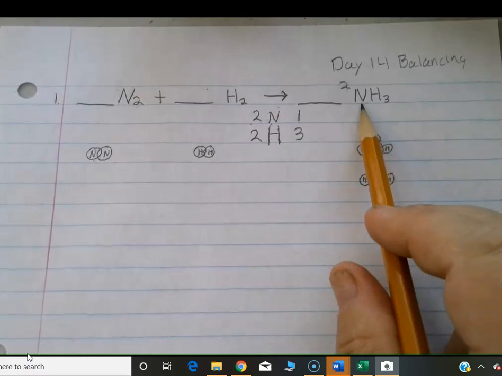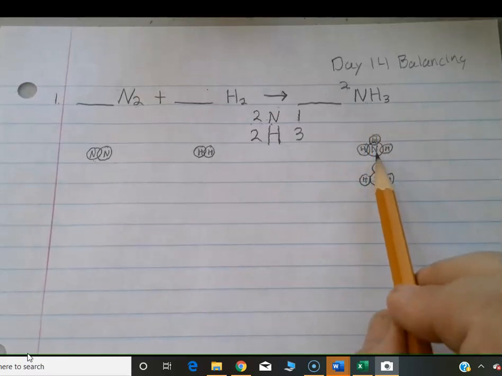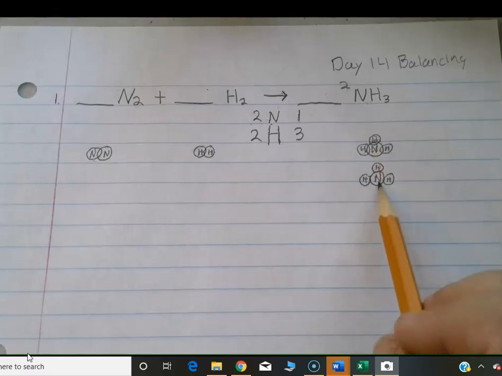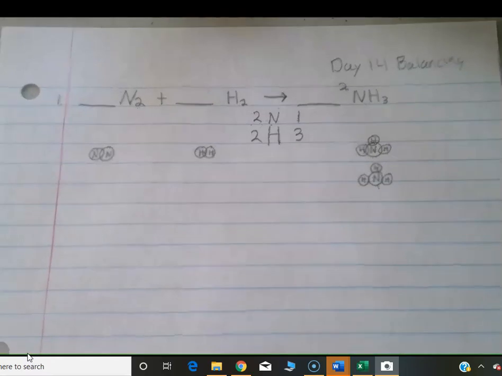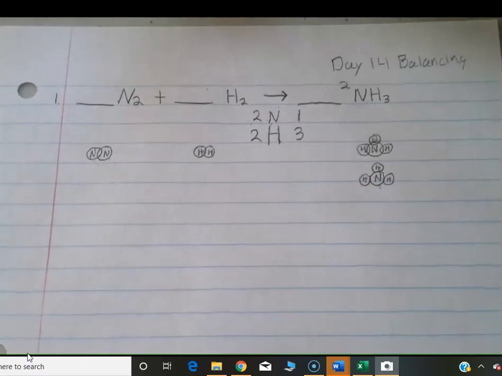So now I have 2 ammonia molecules, but what it does have is what I was shooting for, which is 2 nitrogens. So I have 2 nitrogens there, and over on this side I have 2 nitrogens. So nitrogen is now in balance. Okay. Now, what about hydrogen?